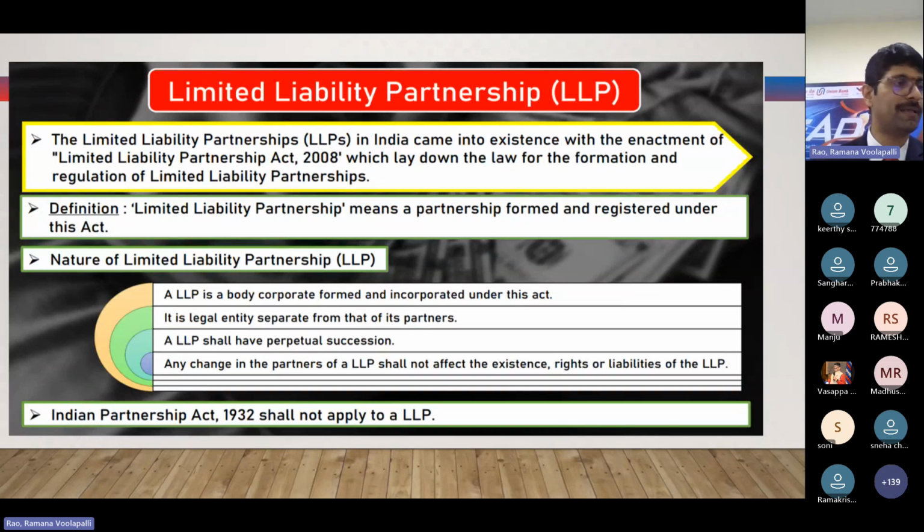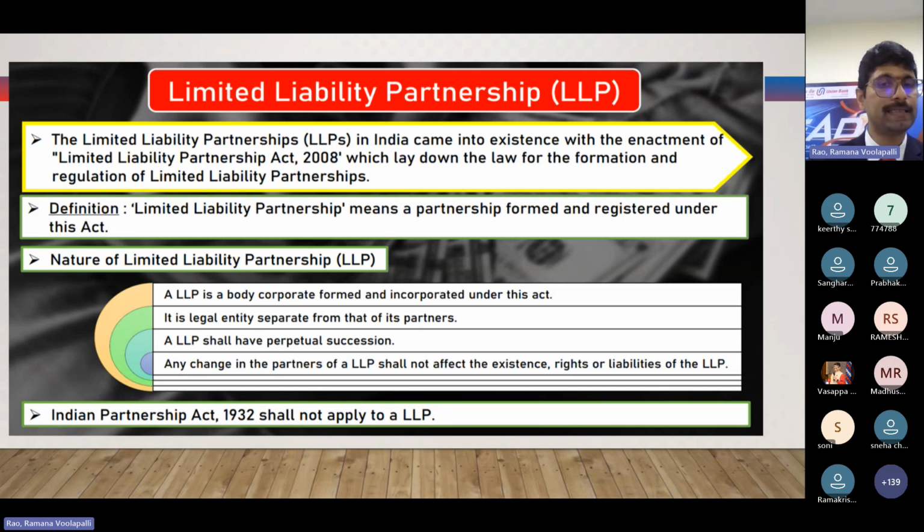Earlier, you remember, it was the Partnership Act 1932. It is now the Limited Liability Partnership Act 2008, which laid down the law for the formation and regulation of limited liability partnership. The definition: a limited liability partnership means a partnership formed and registered under this Act. What is the nature of limited liability partnership? Let us go through. An LLP is a body corporate formed and incorporated under this Act.